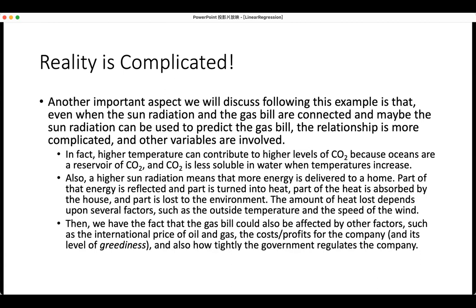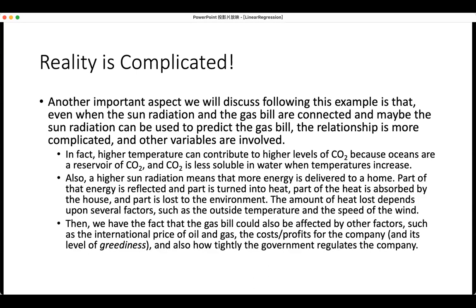So higher sun radiation means more energy is delivered to home, right? Part of that energy is reflected, part is turned into heat, and part of the heat is absorbed by the house, and the other part is lost to the environment. The amount of heat loss depends upon several factors, such as outside temperature and the speed of wind. So there are so many factors that affect this.